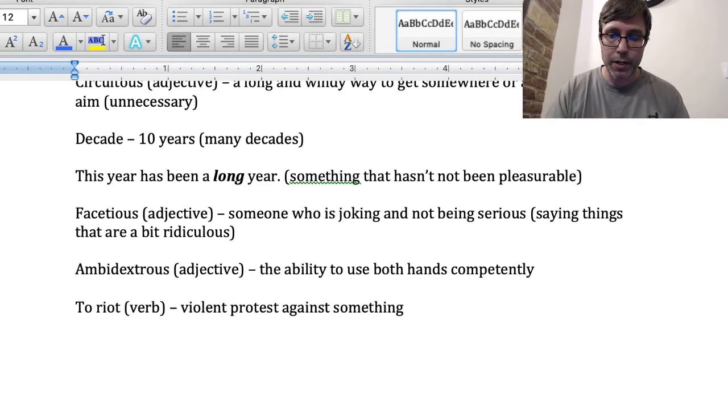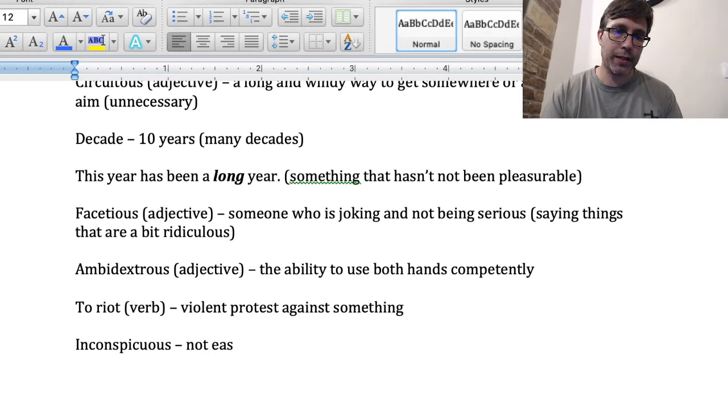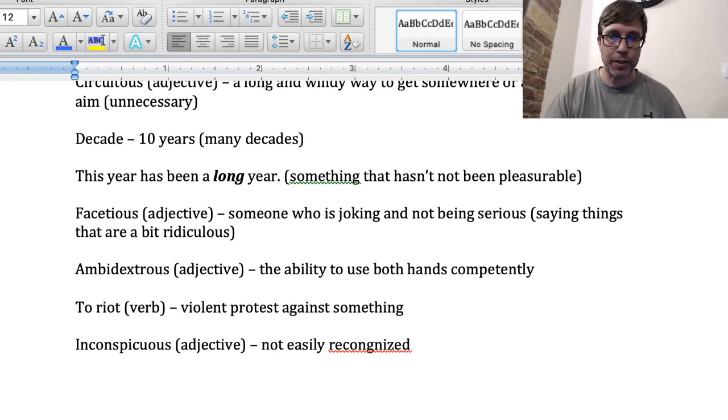I think most of the time, conspicuous, not easily recognized. I'm saying inconspicuous because I think this is actually probably more common than conspicuous. So conspicuous is you're easily recognized, but inconspicuous is not easy to recognize. And if you're watching a TV show, somebody might say, look, we need to be inconspicuous. We don't want people to recognize us. We need to be inconspicuous.